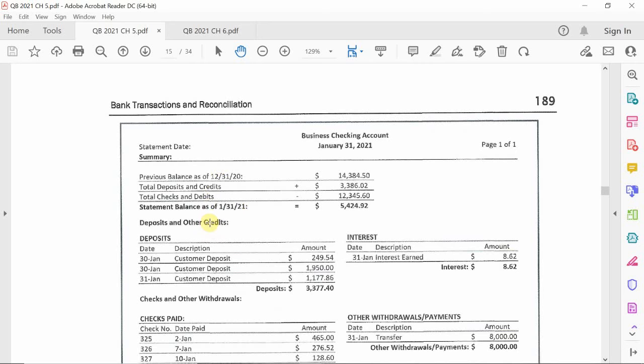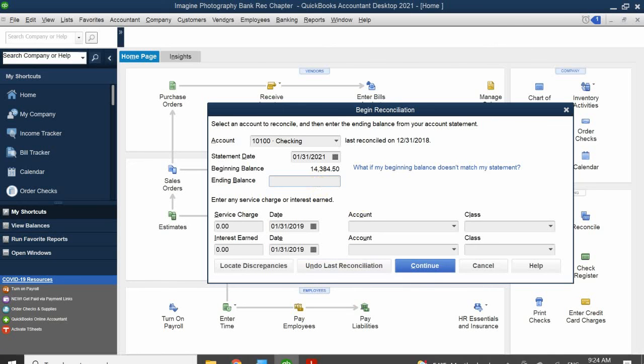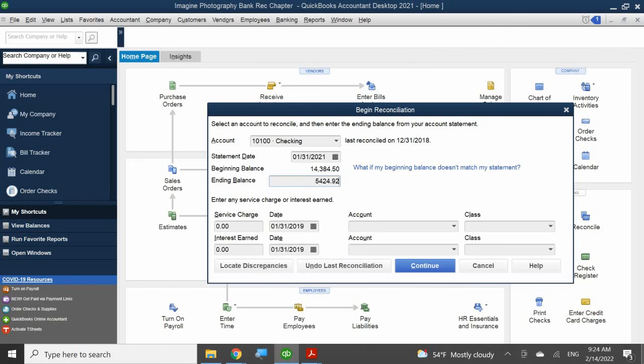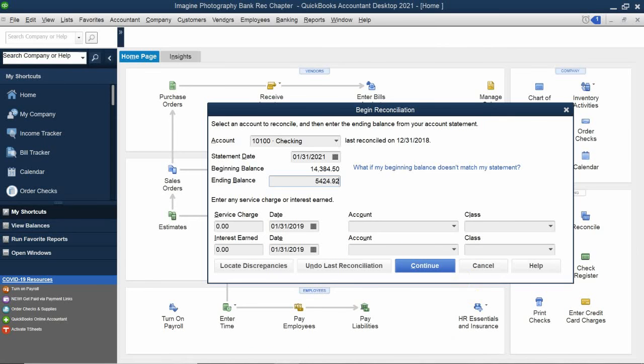So in this case, it's telling me that on my bank statement, it should be $5,424.92. So 5424.92, and that's what I'm going to type here. You need to put this in from your bank statement into this window here, because that's your point of reference. This is how much you should be matching at the end of the bank reconciliation.